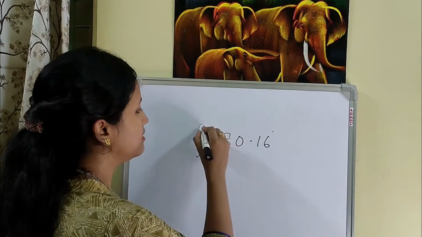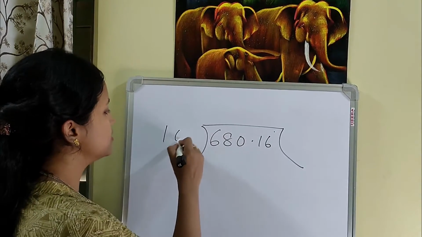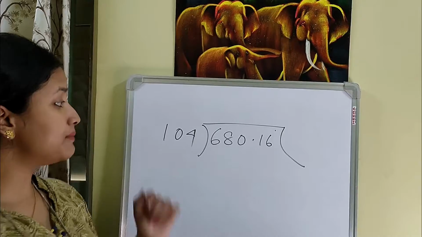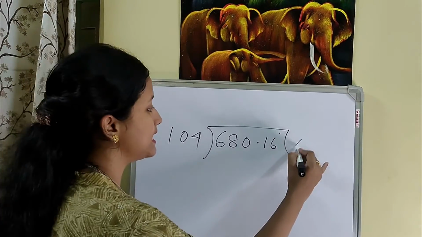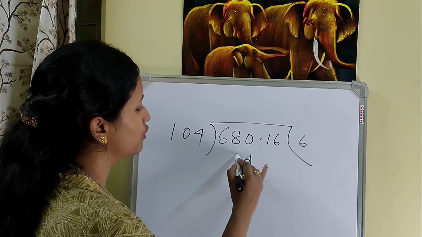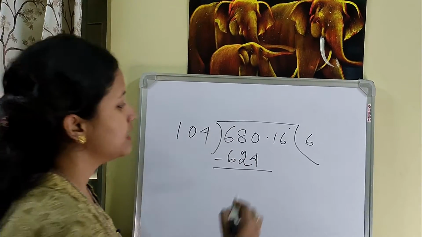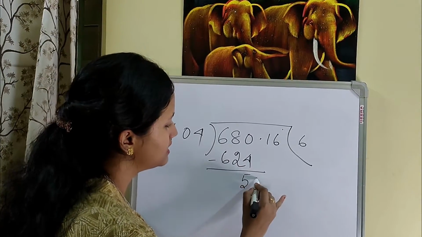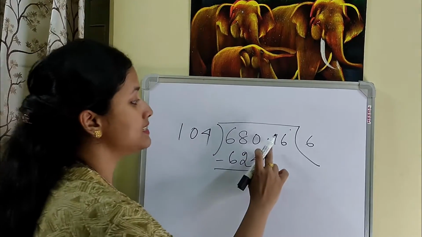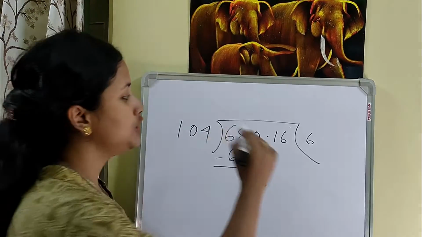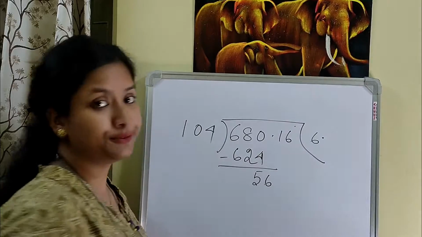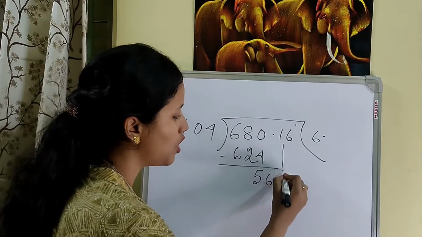The next step is to continue the division. 680.16 divided by 104. If we multiply 104 with 6, we get 624. When subtracted, you get 56. Now since there is a decimal in the dividend, you automatically have to put it over here.